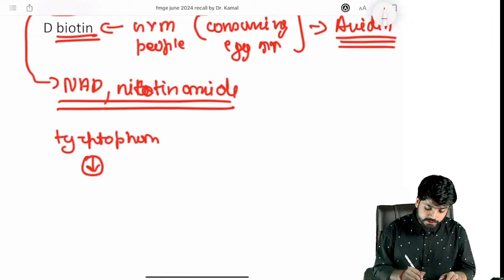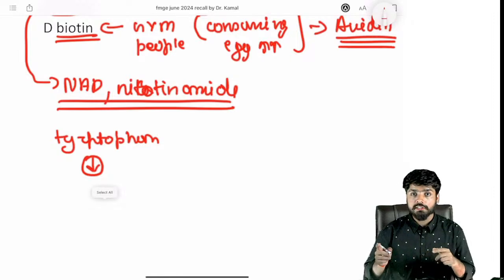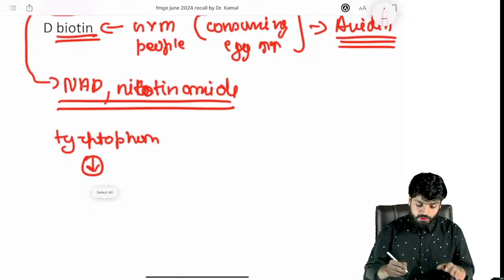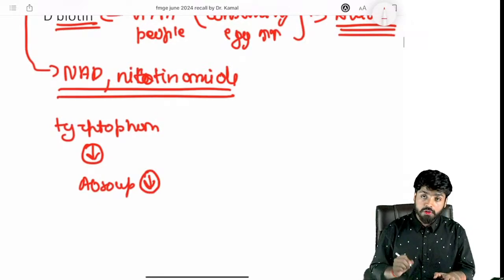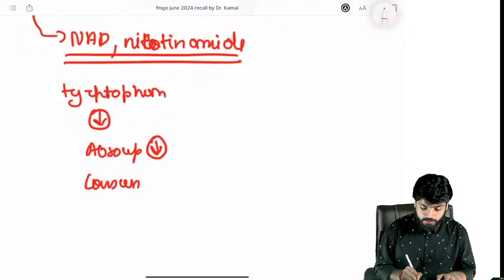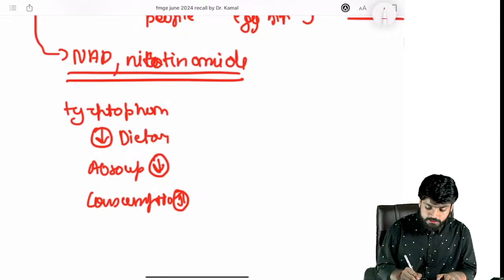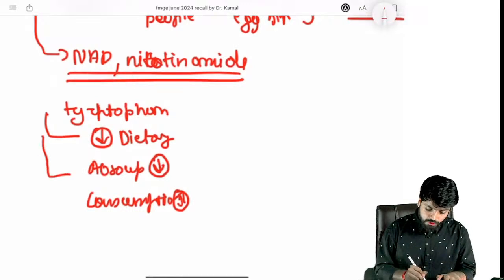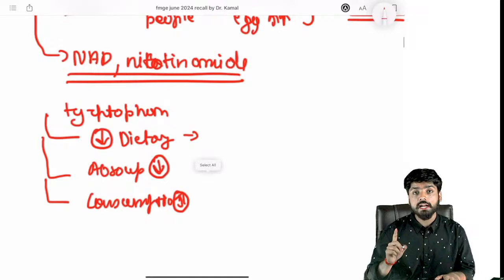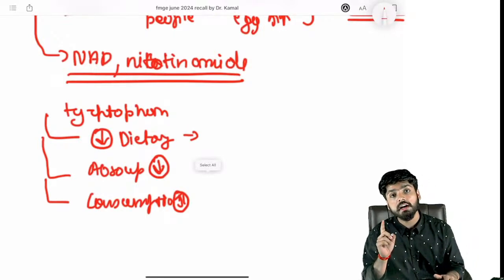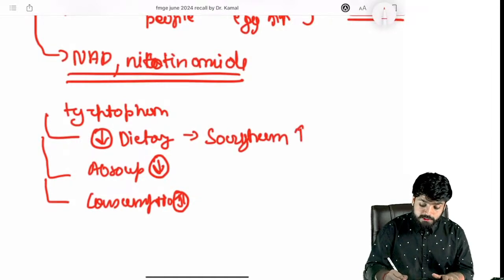Any kind of deficiency in tryptophan: either tryptophan is deficient in the diet, the patient is eating something that is deficient in tryptophan, or tryptophan absorption is decreased, or tryptophan consumption is increased. See, either dietary intake is decreased, or absorption is decreased, or consumption is increased. If the patient is having low dietary tryptophan, that means he is specifically having a high amount of sorghum in his diet. Remember, these patients consume a large amount of sorghum.